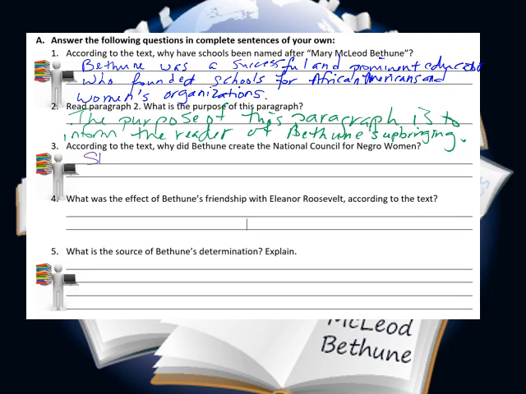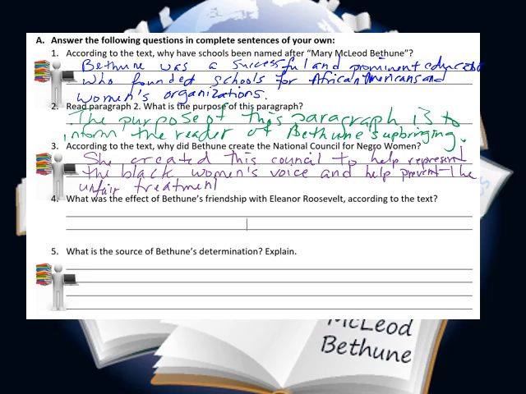So she created this council to help represent the Black women's voice and help with the unfair treatment of women.